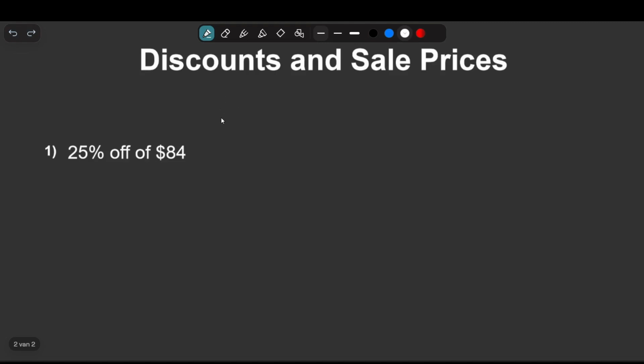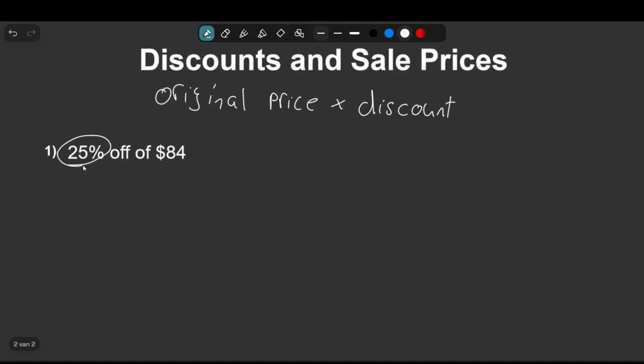So I'm going to write this down right here just to have it on the screen so we don't forget. So we're going to do the original price times the discount, like this. This is going to give us our discount price. The rate of discount is going to be in the form of a percent. As you can see here, we have 25%.